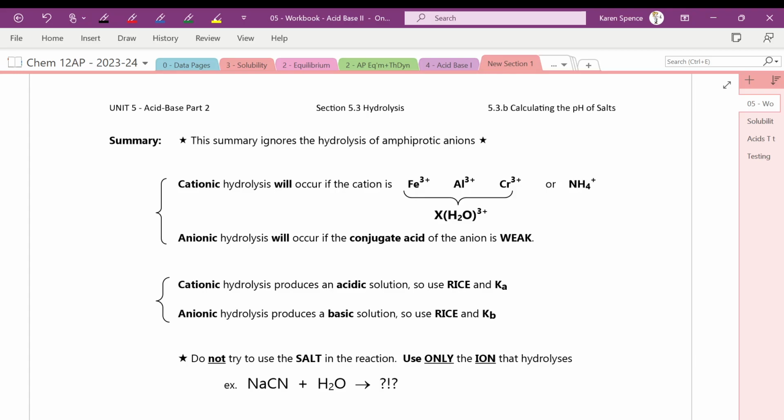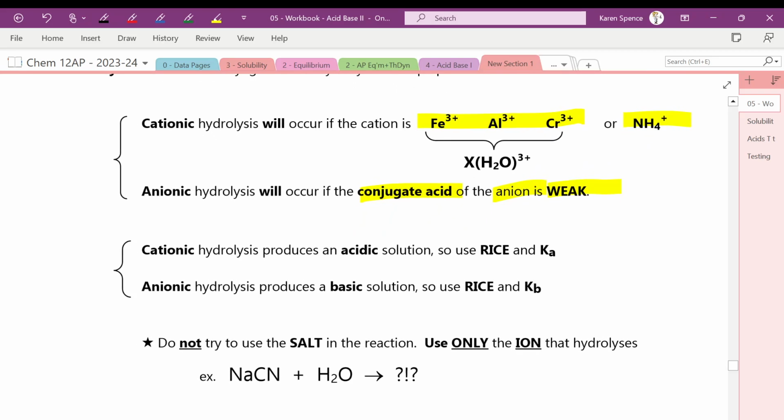Summary: cationic hydrolysis will occur if the cation is a transition metal or NH4. Anionic hydrolysis will occur if the conjugate acid of the anion is weak. Cationic always produces an acidic solution, so use RICE and Ka. In a calculate-the-pH question, anionic hydrolysis will produce a basic solution, although amphiprotic ones under other circumstances that you won't get here can produce acidic.